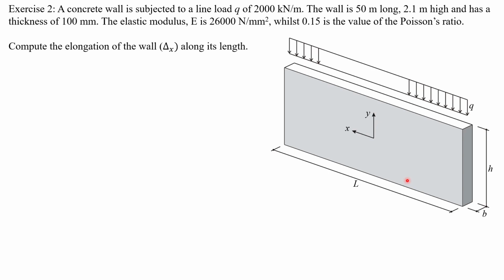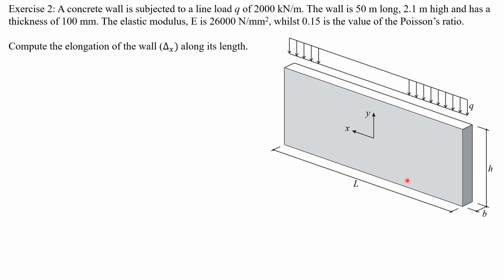We have a wall subject to a line load. Imagine it's a homogeneous material and it's in my perfect little world, okay? And no other influencing factors on the wall. So a line load of Q, which is 1,000 kilonewtons per linear metre. The wall is 50 metres long, 2.1 metres high, and has a thickness of 100 mil.